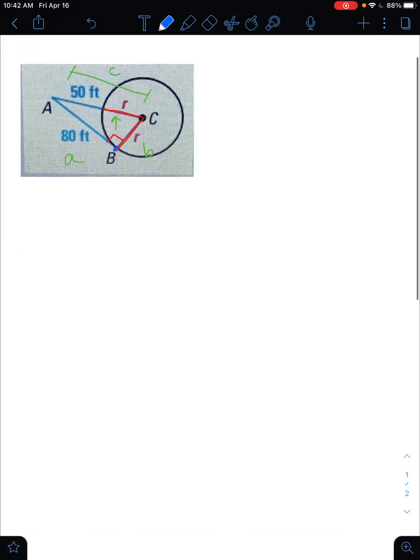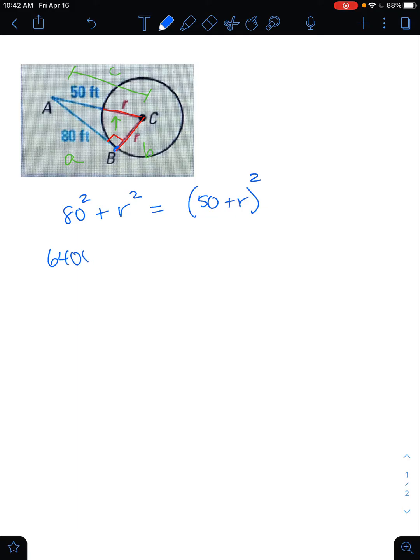Okay, so I am going to do A squared, 80 squared, plus R squared equals, I need the whole length. So I need to add 50 and R together, and the Pythagorean theorem says I have to square it. Okay, so 80 squared is 6,400.